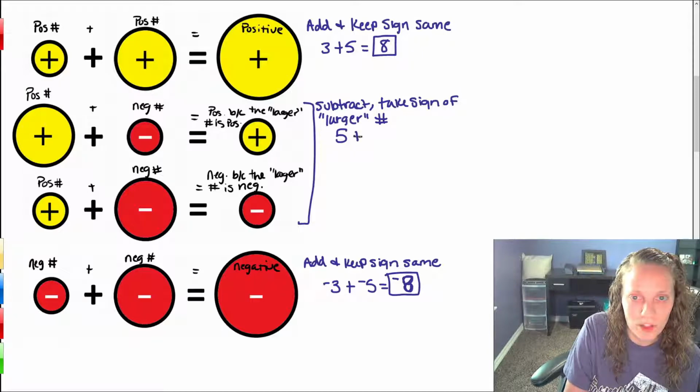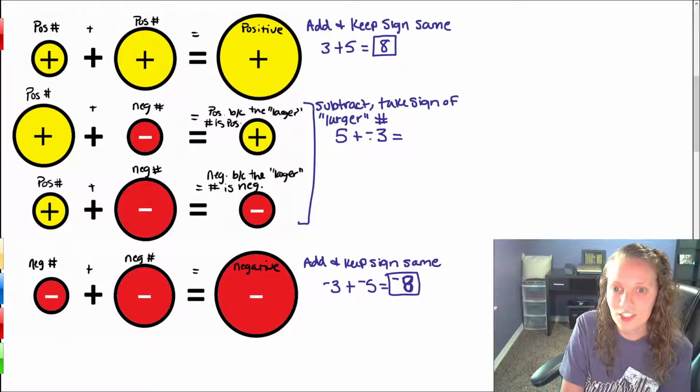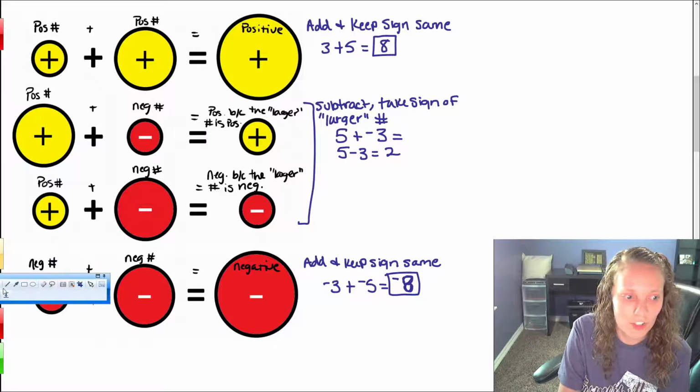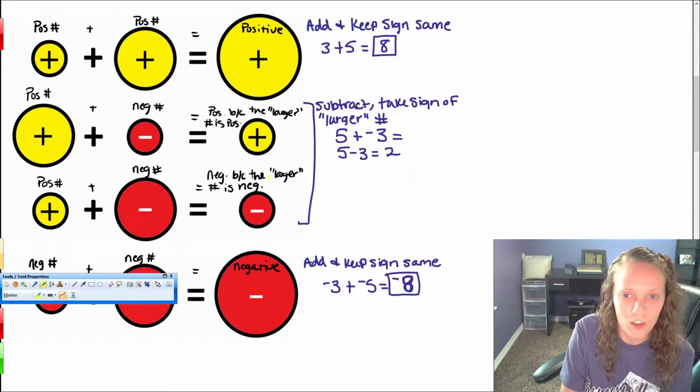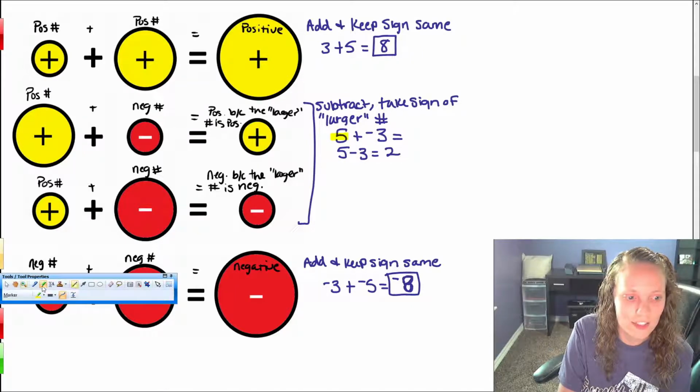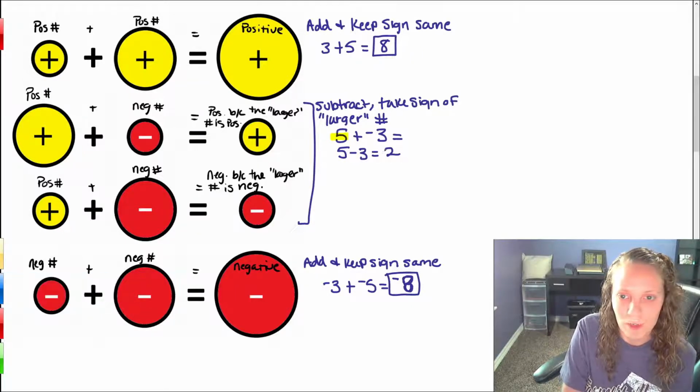5 plus -3. So since these signs are different, 5 is positive, 3 is negative, let's subtract. 5 minus 3 is 2. And we're taking the sign of the larger number. The larger number is 5. Since 5 is positive, we're going to keep our answer positive.